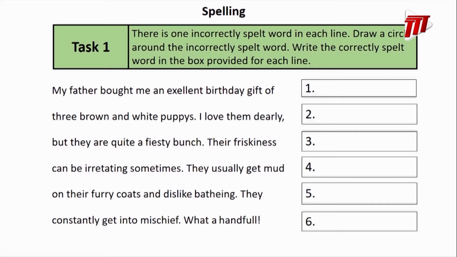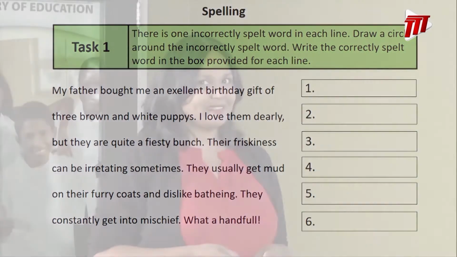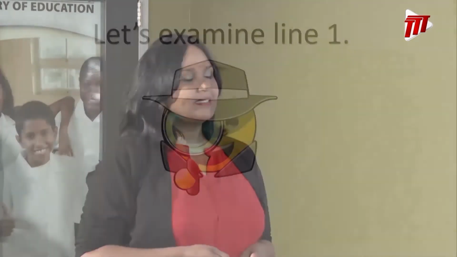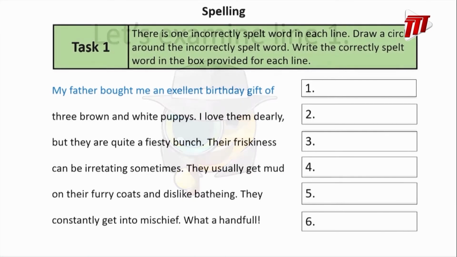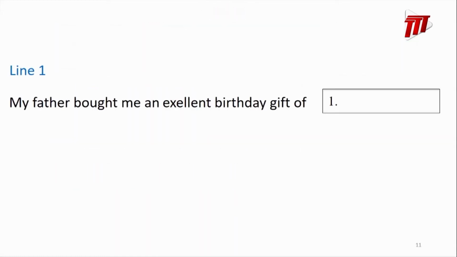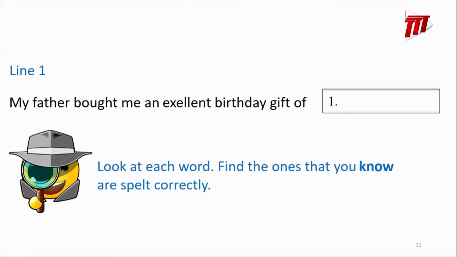Have you figured out some of the words that are spelled incorrectly? Let's go through each line and examine them carefully. Let's go to line one. My father bought me an excellent birthday gift of. Remember, you have to sift out the ones that you know already and figure out which word in line one is spelled incorrectly. All right, we're looking at each word. Do you know the word that is spelled incorrectly?